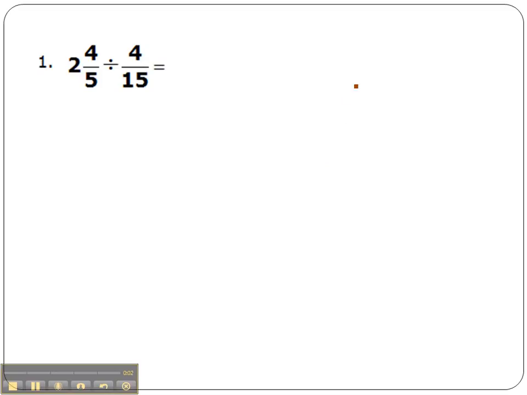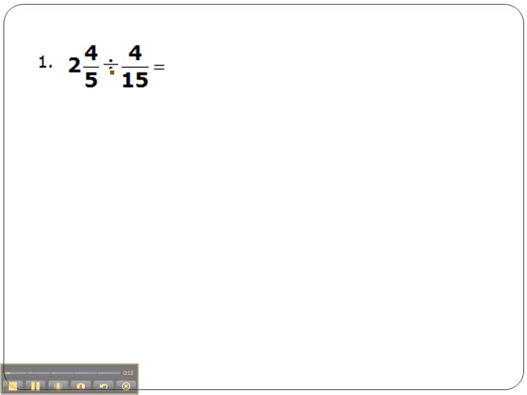Okay, this is the review for the test on multiplying and dividing fractions and decimals. If you don't have your review, or if you want to work these problems again on a blank copy of the review, you can download the review from the homework section of my website.